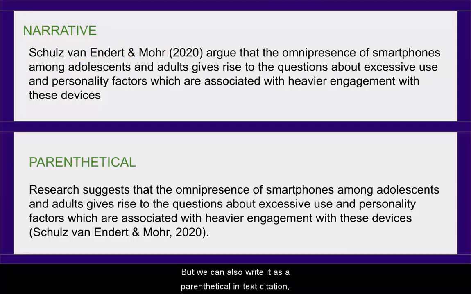But we can also write it as a parenthetical in-text citation. An example being, research suggests that the omnipresence of smartphones among adolescents and adults give rise to the questions about excessive use and personality factors which are associated with heavier engagement with these devices. Schultz, Van Endert, and Maurer, 2020, and this is in parentheses. And here the names of the authors are given after the sentence is complete.